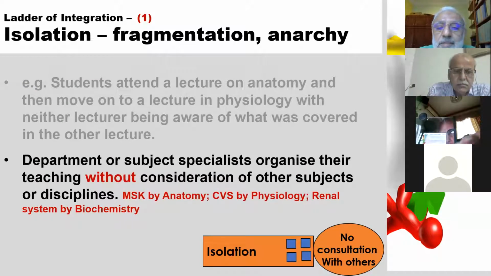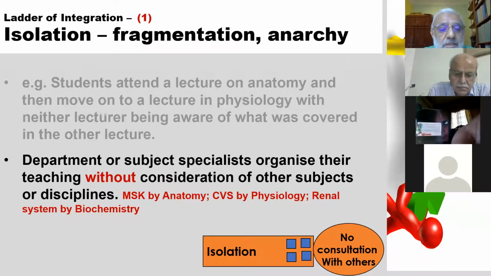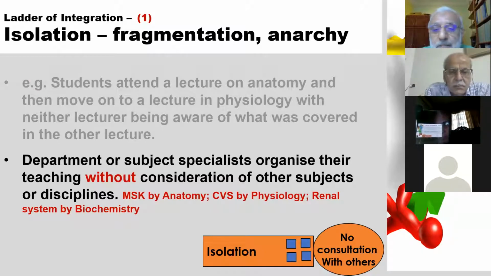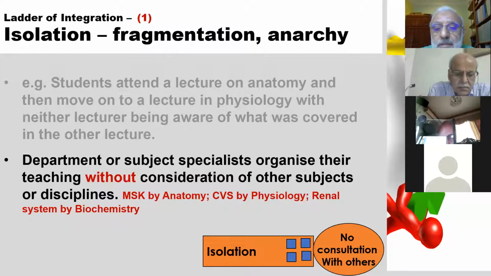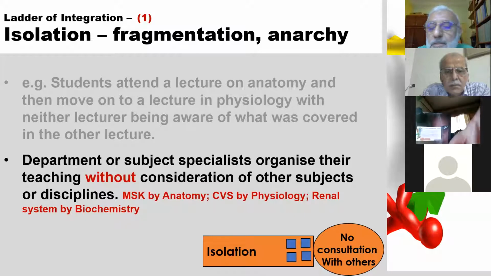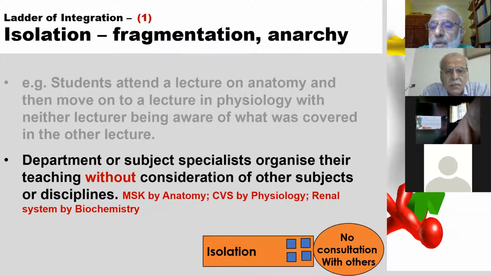Department or subject specialists organize their teaching without consideration of other subjects or disciplines. For example, anatomy may start with the musculoskeletal system, physiology with the cardiovascular system, and biochemistry may start with the renal system. So there is no coordination at all. Each discipline or each subject is going its own way.